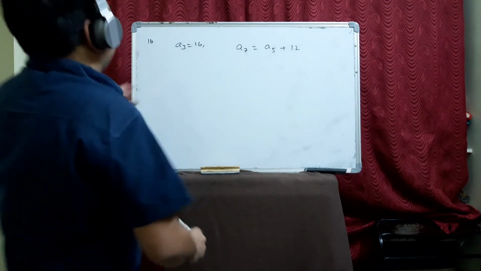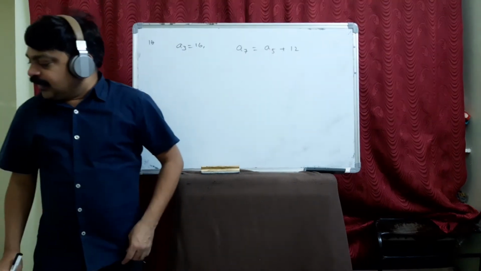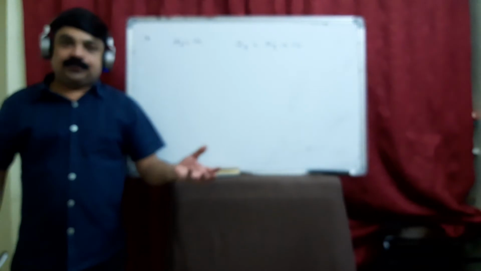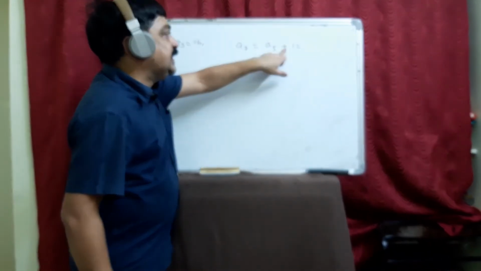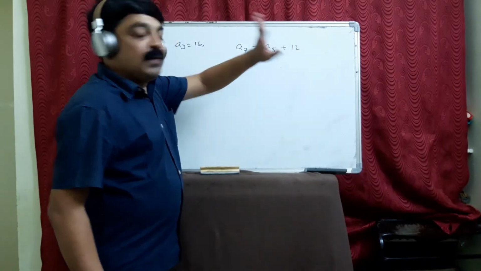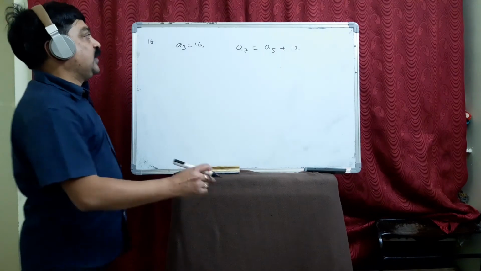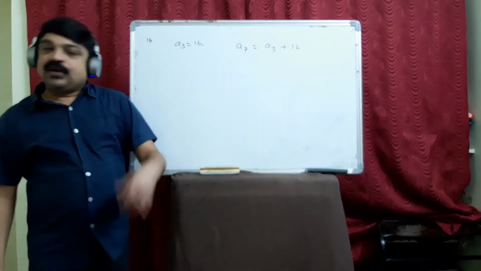Look here. In this question, they have given that you have to find out the AP. Determine the AP such that the third term is 16 and the seventh term exceeds the fifth term by 12. So let us find out what they asked. You have to find the AP.